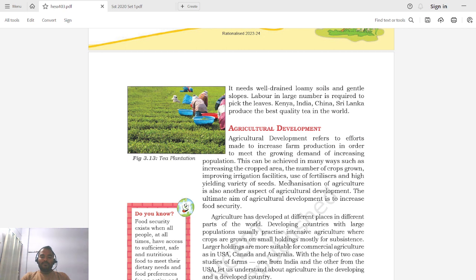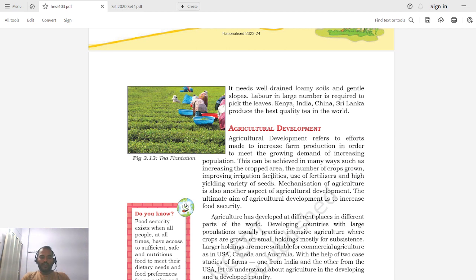So mechanization of agriculture is also another aspect of agricultural development. What it means is that the use of various mechanical techniques, like various machineries, is replacing human labor in order to reduce cost and to reduce time, right? So both these factors will play an important role in agricultural development. The ultimate aim of agricultural development is to increase food security, and basically all these things are done in order to have a high production, in order to establish food security.